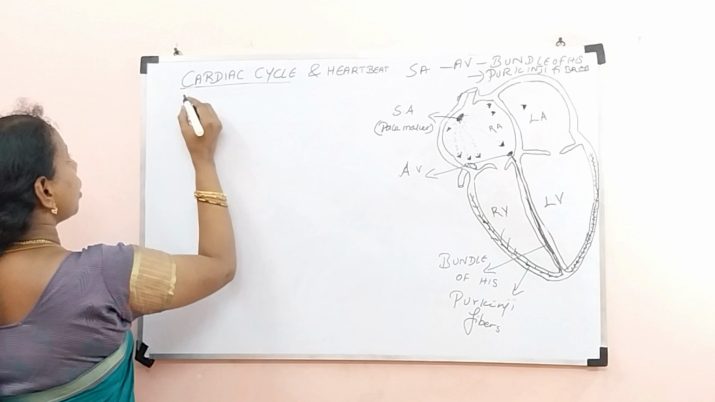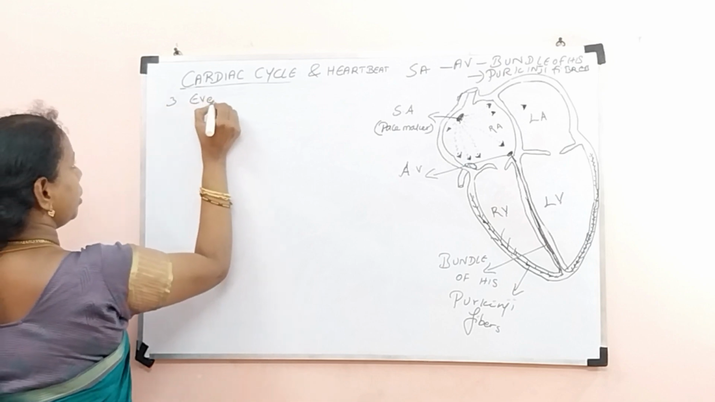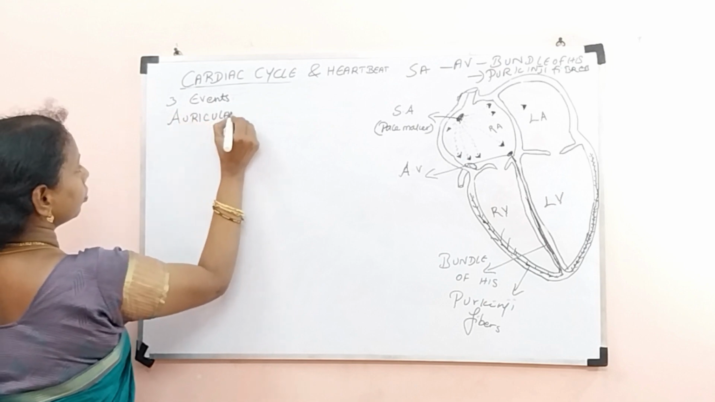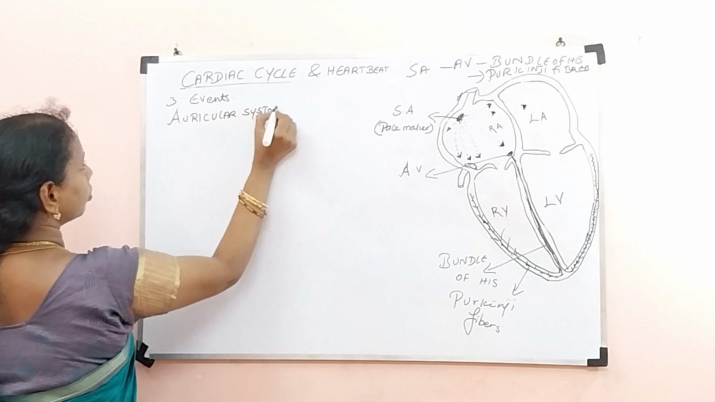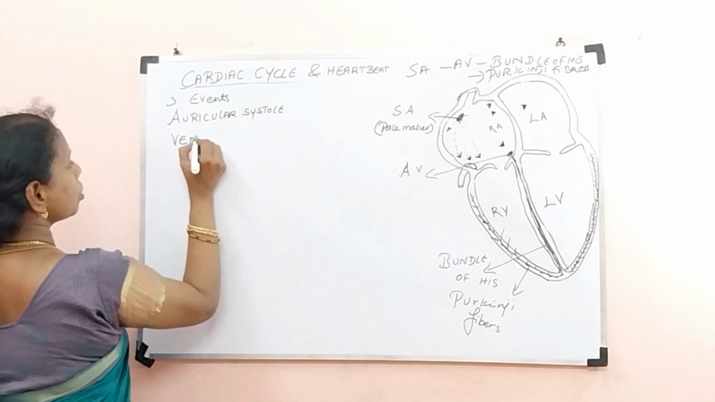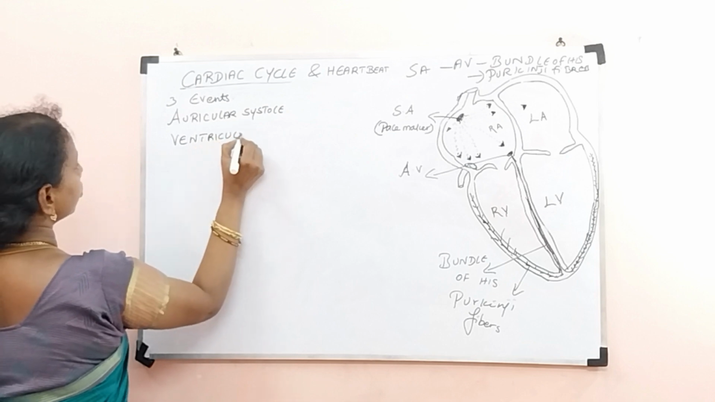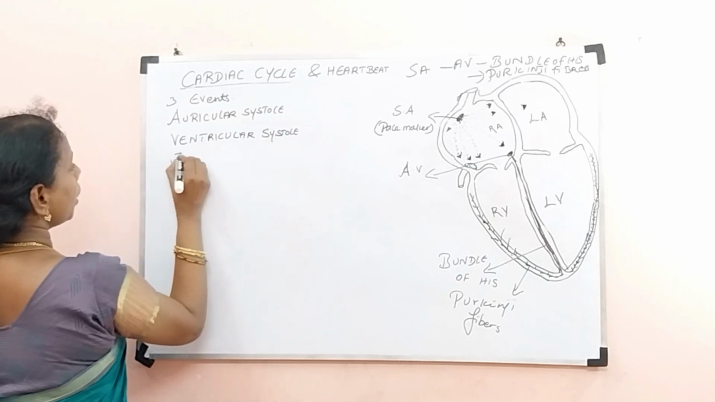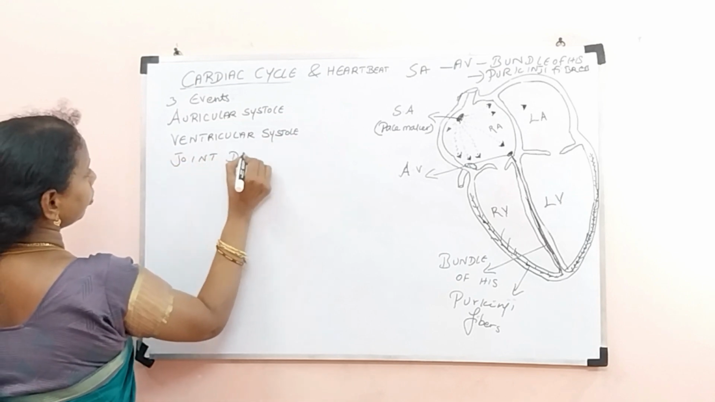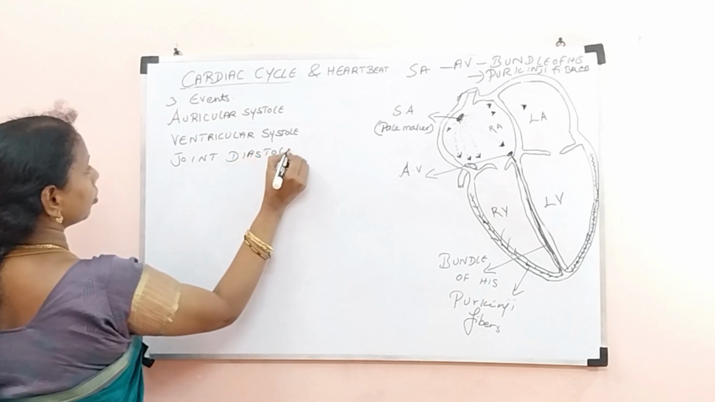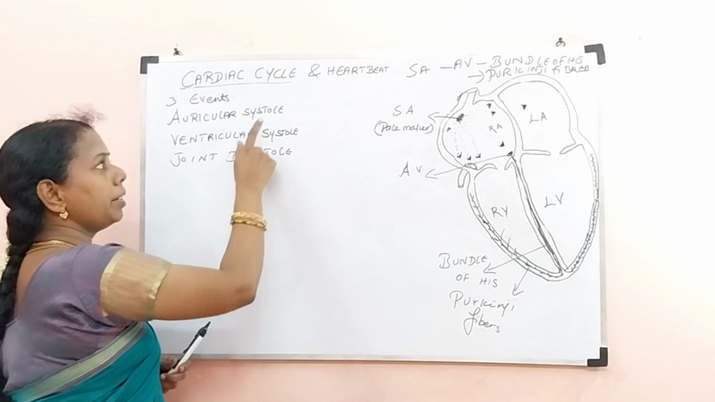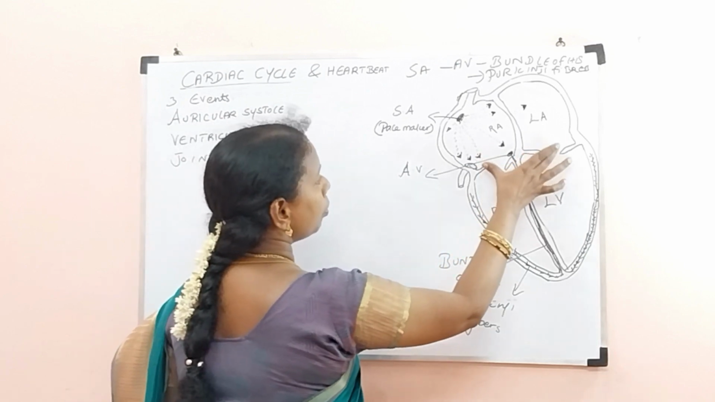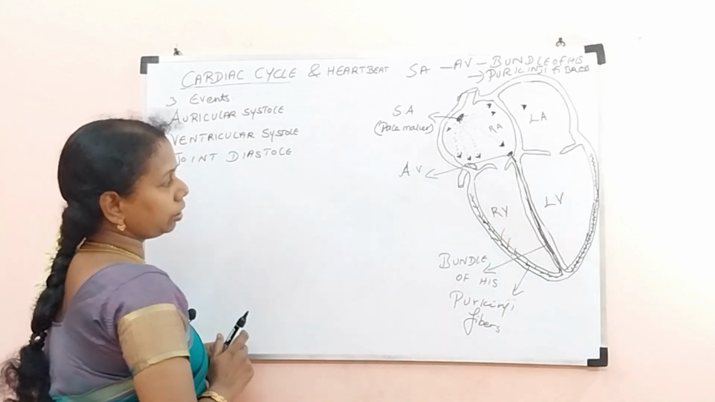Already we discussed the cardiac cycle includes three major events. What are they? One is auricular systole. Next is ventricular systole. And joint diastole. So you know auricular systole already we discussed, children. 70% diffuses on its own to the ventricle, and the remaining 30% is only active contraction.